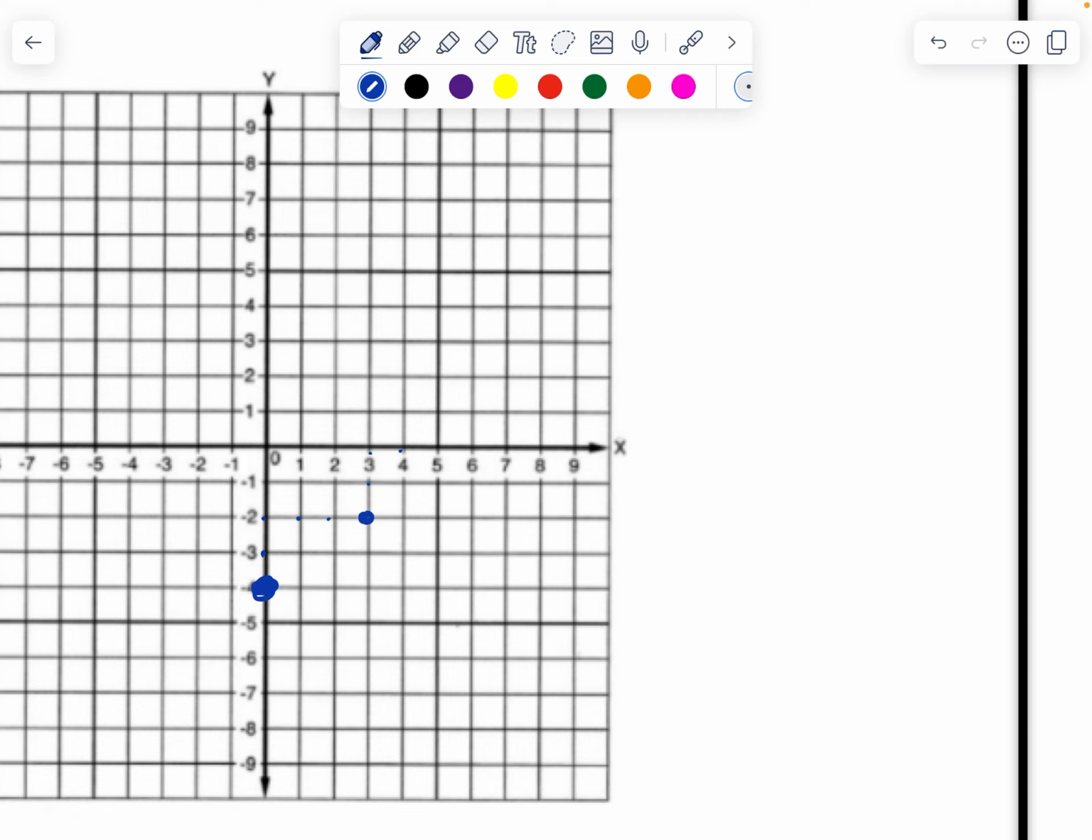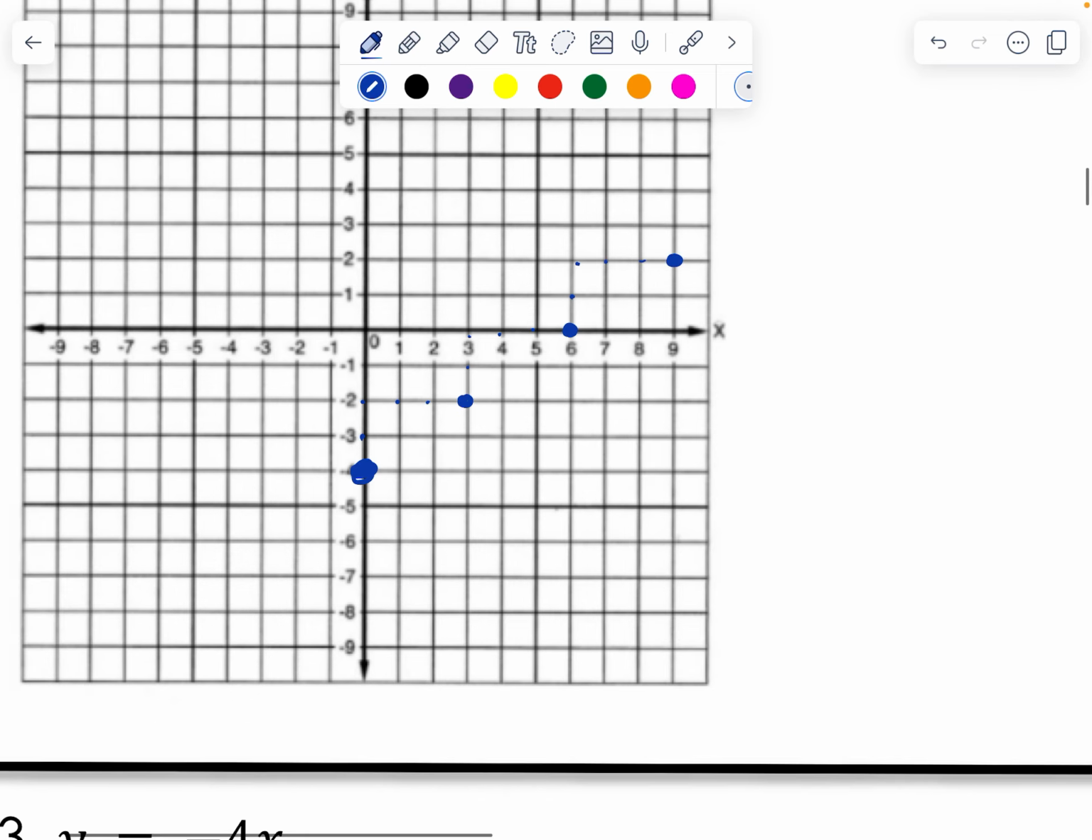Up 2, over 1, 2, 3. Up 2, over 1, 2, 3. Or I could have gone down 2 and over 1, 2, 3. Down 2, over 1, 2, 3. Okay. And there we have it.